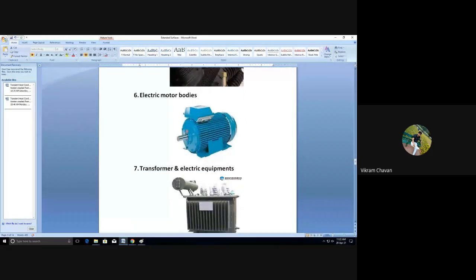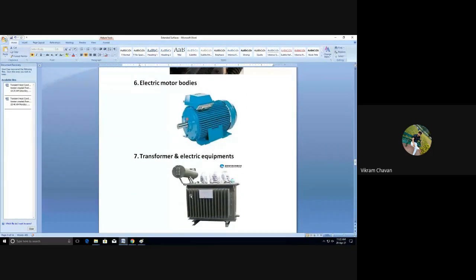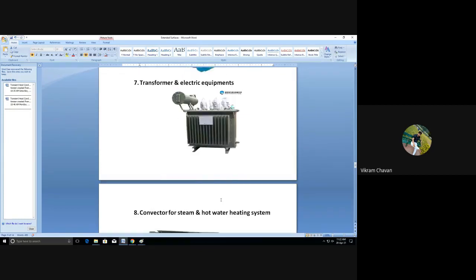Then among electrical appliances, if you see the transformer, a large amount of heat is generated in the transformer, and this is an oil filled transformer. Oil is present in the transformer, and a high amount of energy needs to be transferred instantly to the surroundings. You can see these vertical fins here, which are applied to increase the heat transfer rate from the transformer to the surroundings. So this is another application of fins.